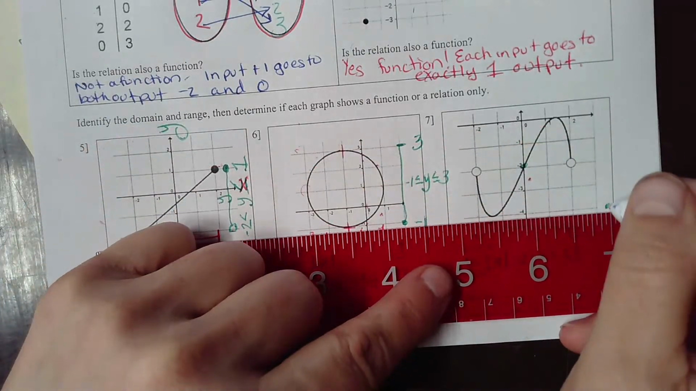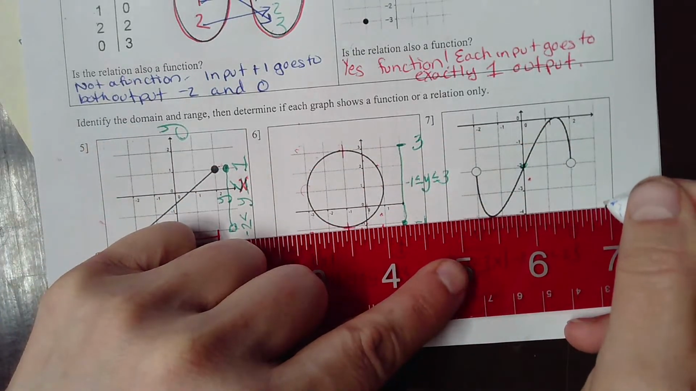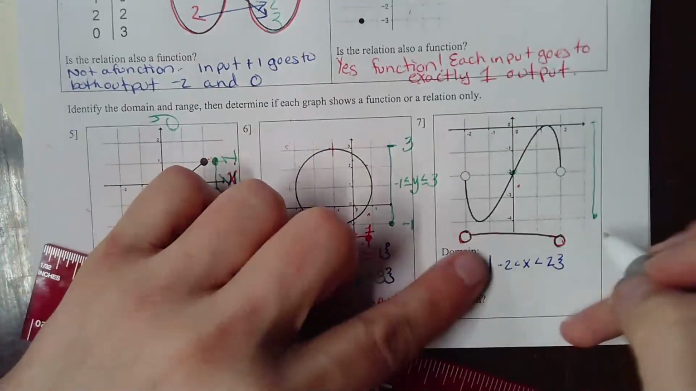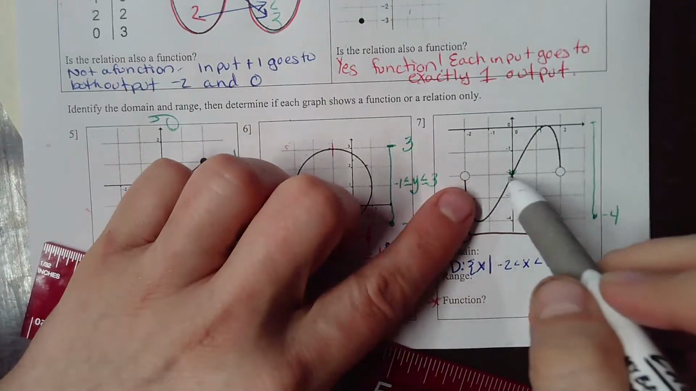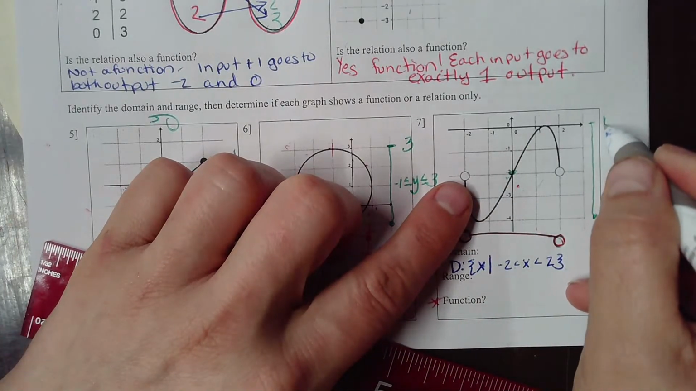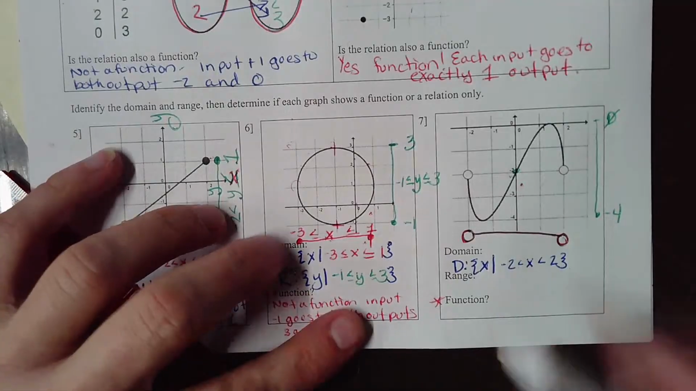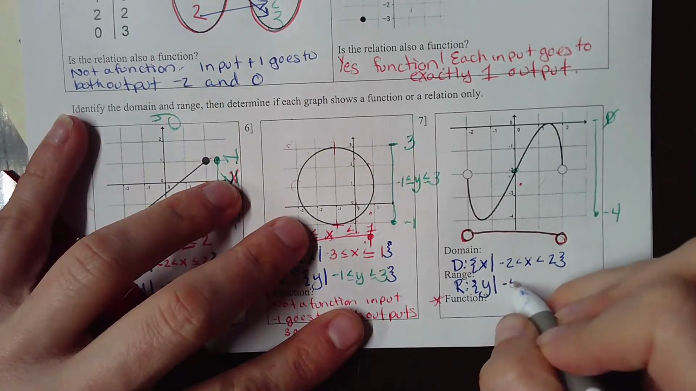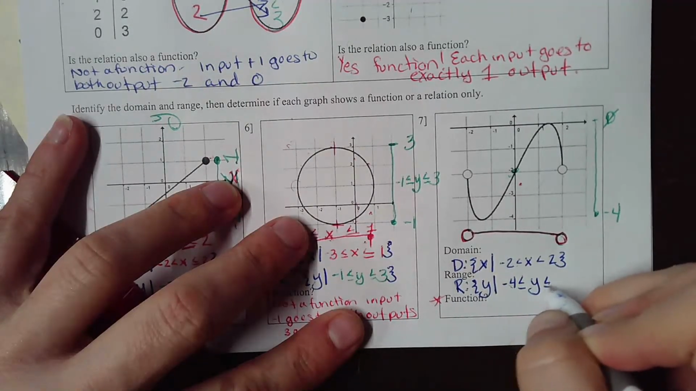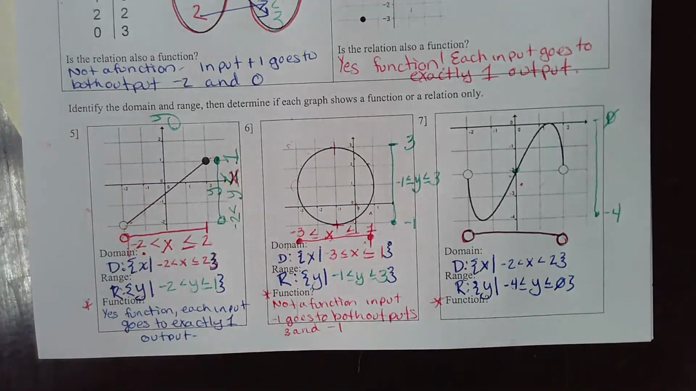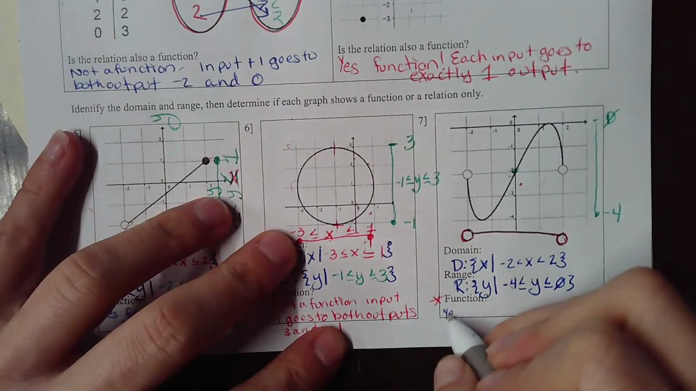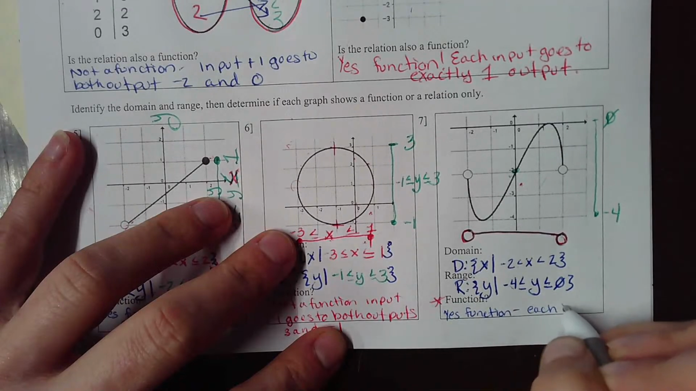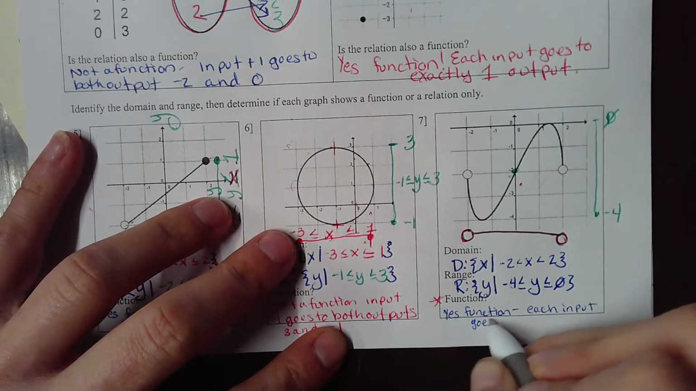So I'm going to start down at the bottom, pencil down, trace up until I run out of graph, and we get from -4, we get -2, and we go all the way up to 0. Write your range. Is this a function? Yes, it is. Yes function. Each input goes to exactly 1 output.